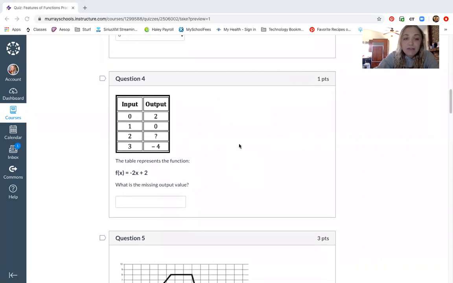Okay, so on number 4, you're going to have a table. I'm going to give you the formula for the table, and I'm going to have a question mark somewhere inside the table.